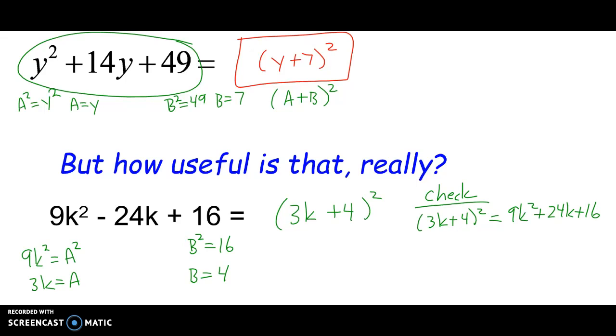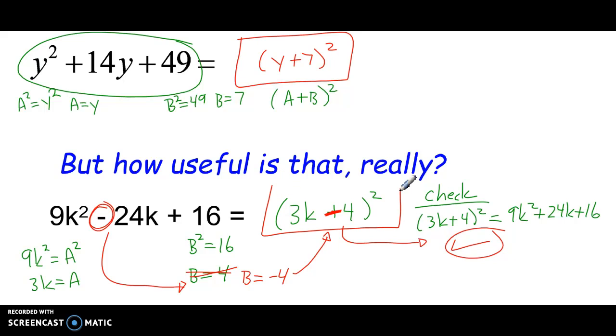So the problem here is that because of this minus sign, this part where we said b is 4, it's actually b equals negative 4. That negative 4 times negative 4 also gives you 16, which means that should be a minus sign, and now it'll check. So already it's slightly more complicated than it might have looked at first. You can't just look at the first term and the last term, figure out what a is, figure out what b is, and you're done. You've also got to pay attention to the middle term.